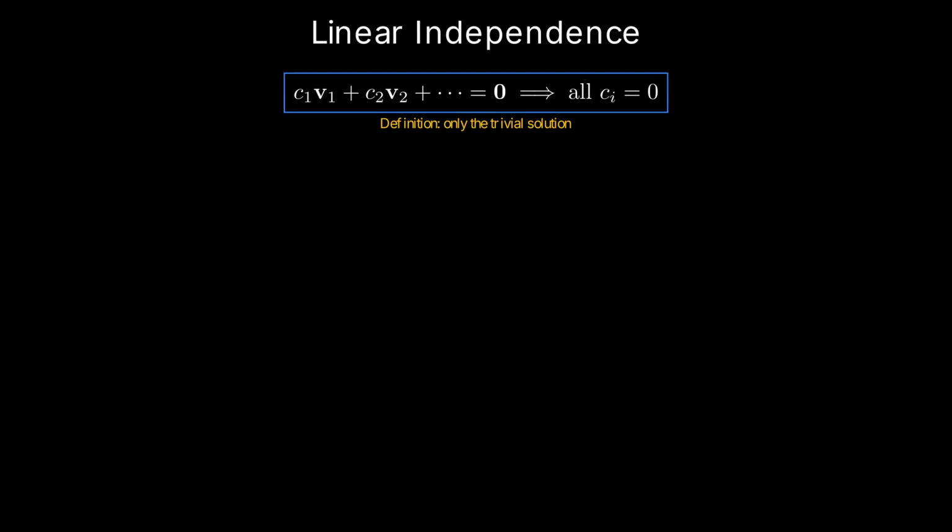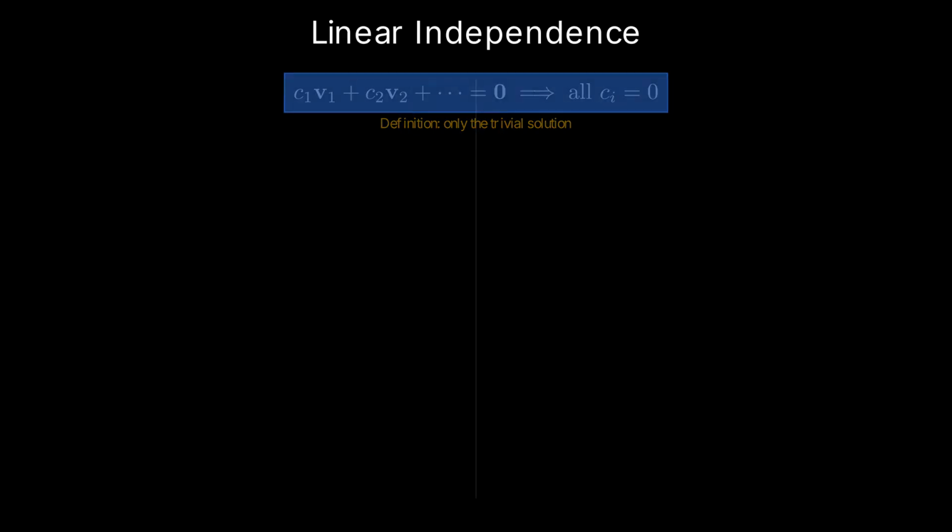Vectors are linearly independent when no vector in the set can be written as a combination of the others. Equivalently, the only solution to c₁ times v1 plus c₂ times v2 plus ... equals the zero vector is when all coefficients equal 0. This is called the trivial solution.